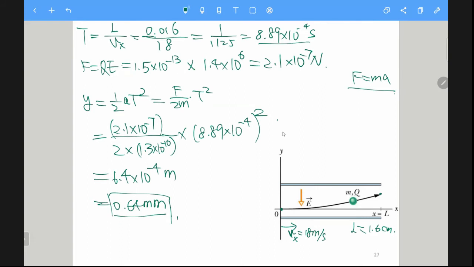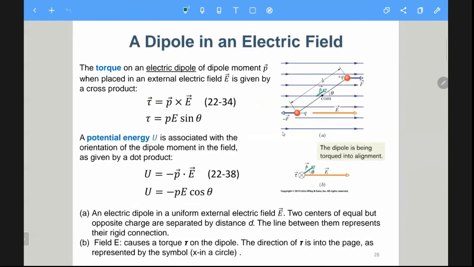So this is pretty easy, I think. Okay, so next we still need to talk about the dipole in an electric field. Dipole in electric field. So it's just some definition.